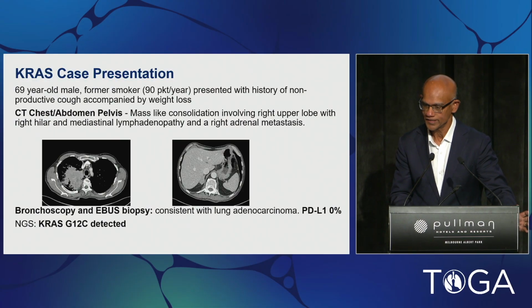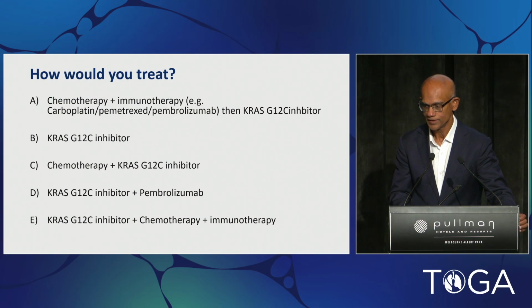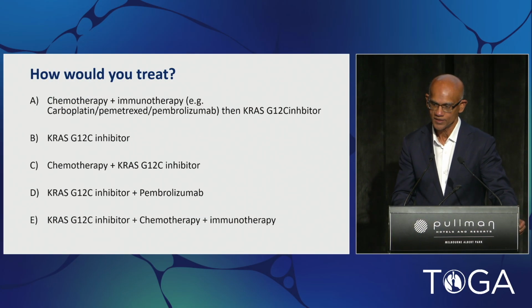So this is a 69-year-old male heavy smoker who presented with cough and weight loss. His CT scan shows an area of mass-like consolidation in his lung and metastatic disease to mediastinal lymph nodes and a right adrenal met. A biopsy demonstrates a lung adenocarcinoma, which is PD-L1 0%, and has a KRAS G12C mutation detected on NGS. So how would you treat this patient?